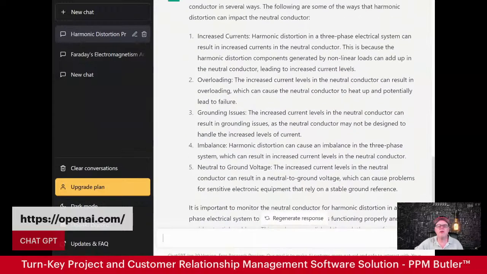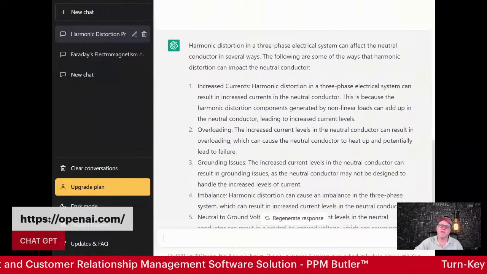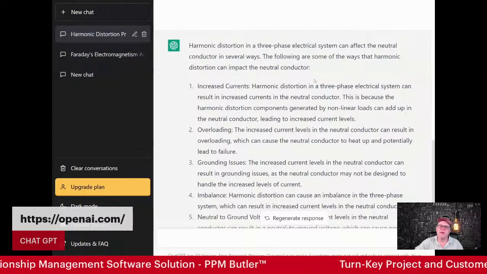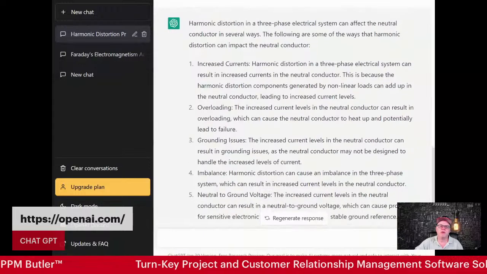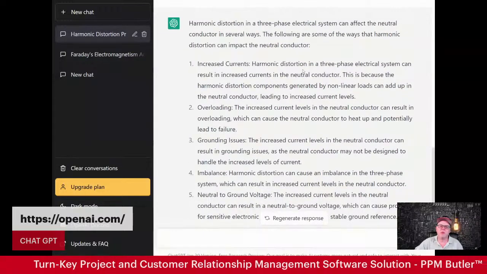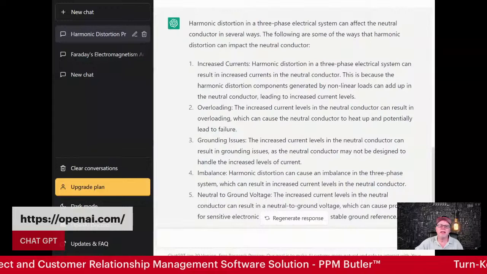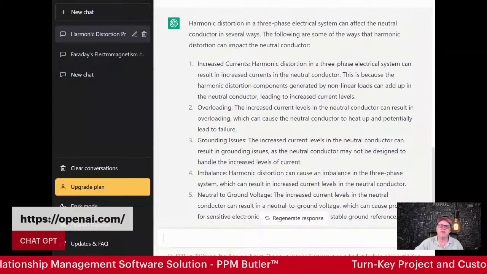But anyway, what does it do? Okay, so harmonic distortion in a three-phase electrical system can affect the neutral conductor in many ways. The following are some of the ways that harmonic distortion can impact the neutral conductor. Increased currents. Harmonic distortion in a three-phase electrical system can result in increased currents on the neutral conductor.